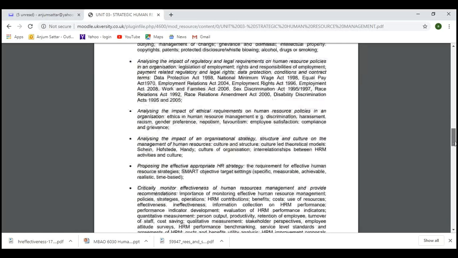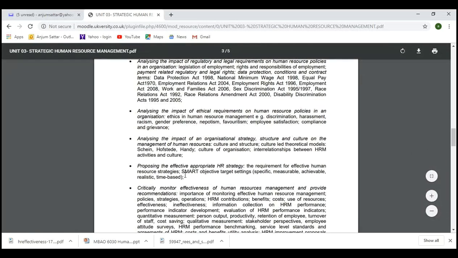So please, if you have any question, just drop me a text or an email, and I'll get back to you. Today we'll go through the culture's impact, so analyzing organization strategy and structure. So that's our indicative content, which is linked with the other learning outcomes as well.